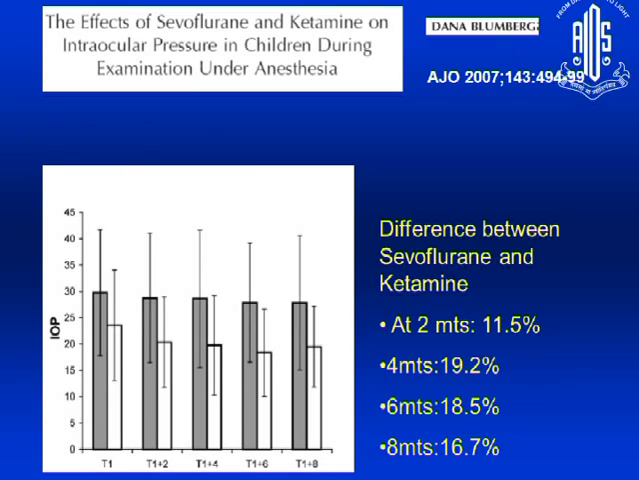In this study, in which 30 children were randomized to receive either inhalation anesthesia with sevoflurane or intramuscular injection of ketamine, it was found that sevoflurane caused a significant drop in intraocular pressure, starting 2 minutes, going on for 8 minutes following induction. So it is important to take IOP measurements as soon as the child becomes quiet.